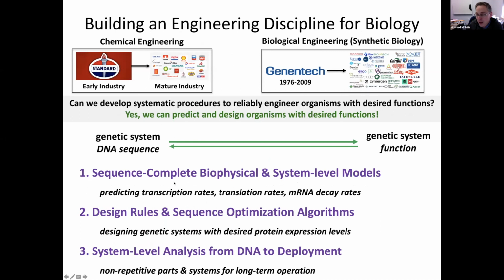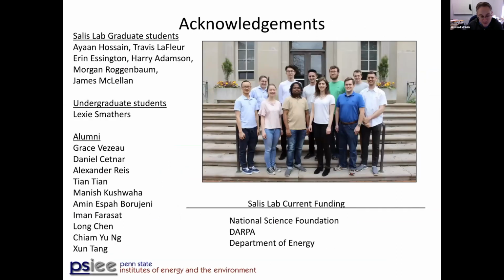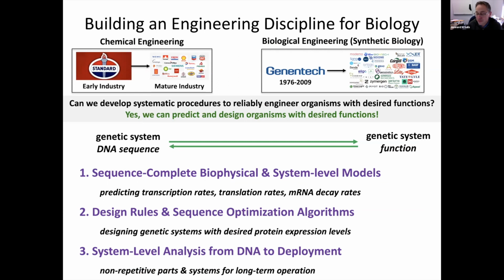So with that, just to finish up the talk, we need to develop an engineering discipline for biology. I'm simplifying, but it's 3 steps. We need sequence complete biophysical and system level models, design rules and optimization algorithms to engineer systems with desired criteria and constraints. And we need to think holistically about our whole system, which is not just the organism, but everything surrounding the organism as well. And we need to engineer everything to achieve our desired objective, whatever that objective happens to be. And in order to do that, we need to develop a mature discipline.